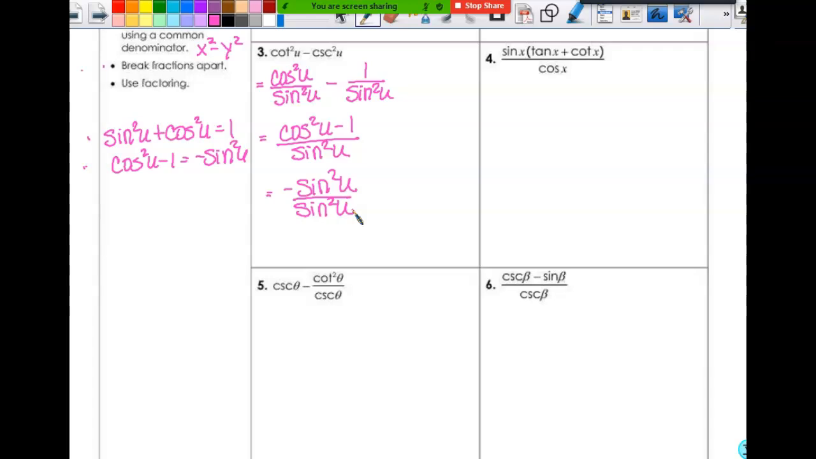Am I going to have a trig left in the answer? No. It's just going to cancel out and give me negative 1. Okay.